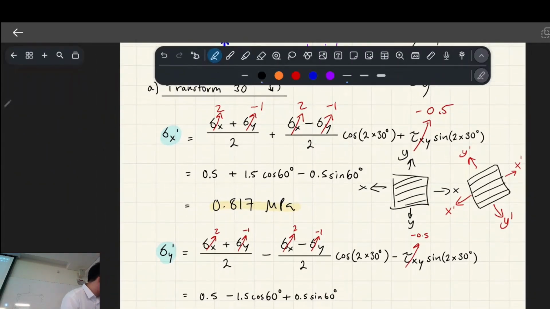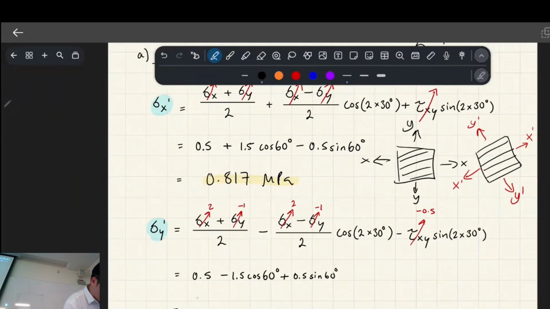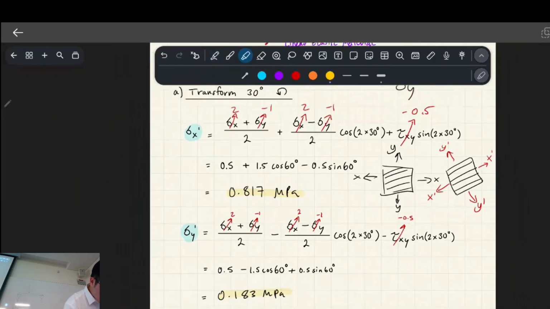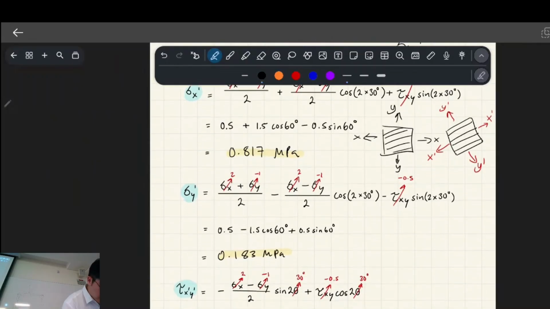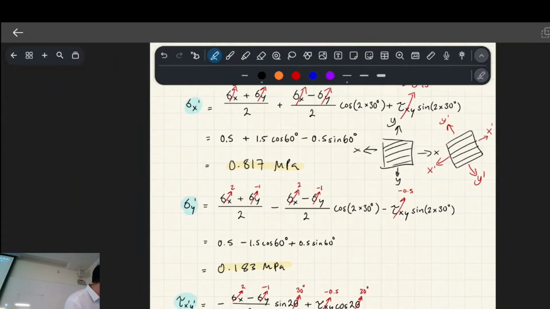All right. Yeah, similar idea for y. And we get this, right? And similar for shear stress.